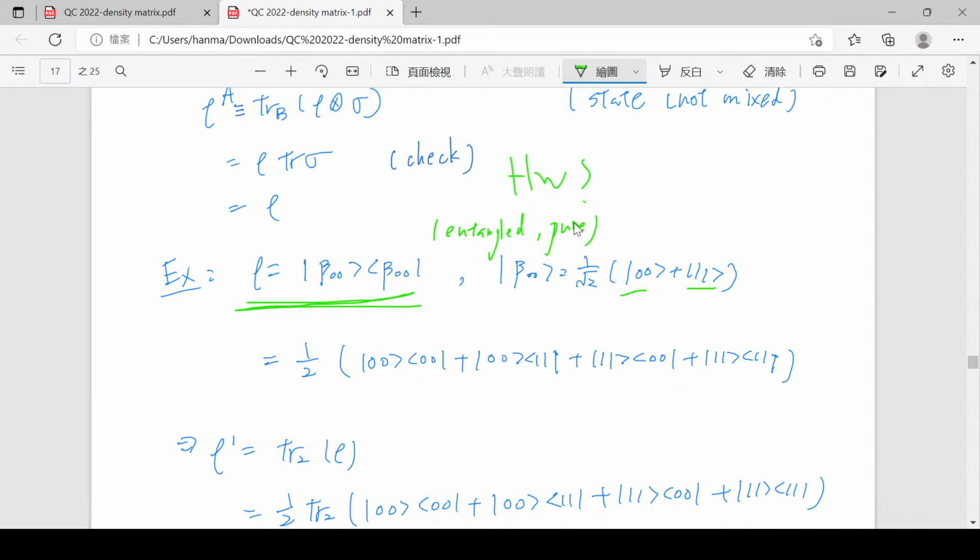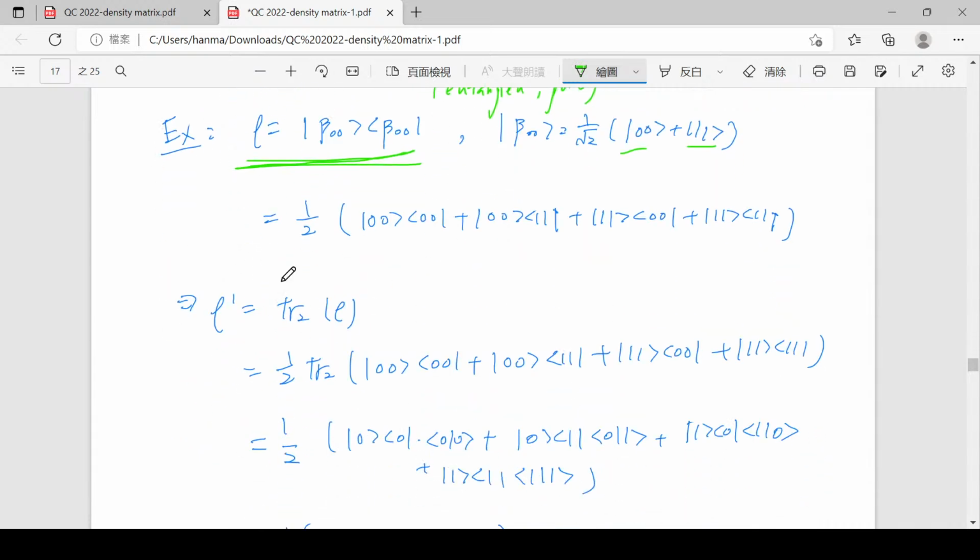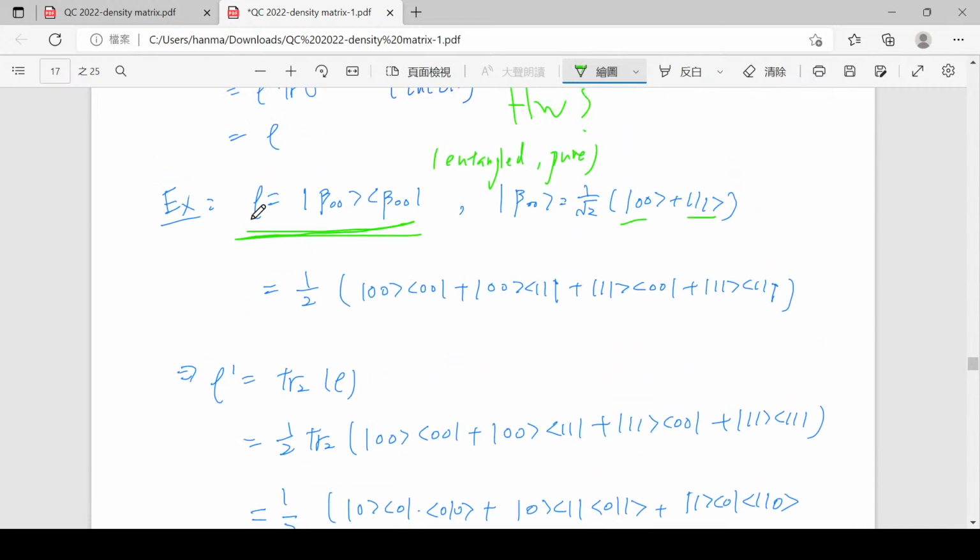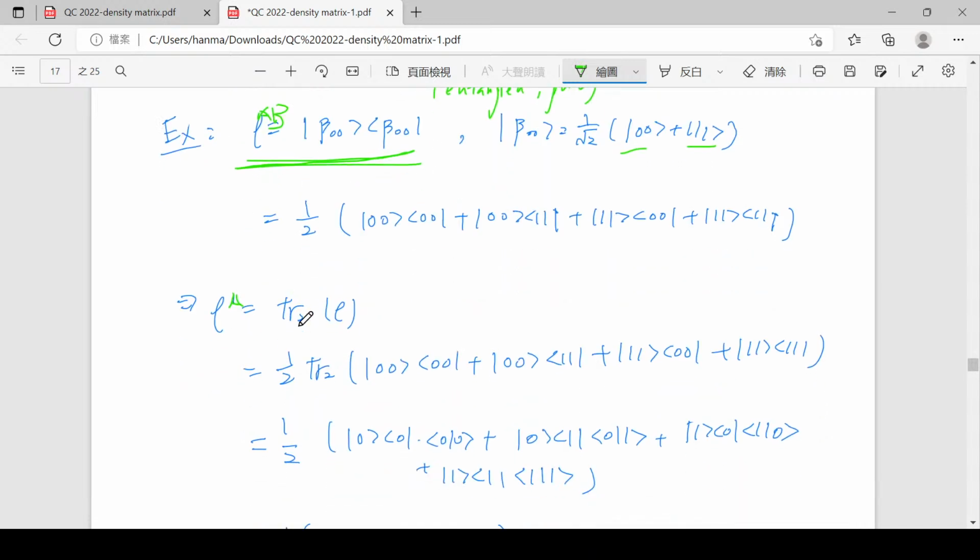Okay, now there is a more confusing part. Now we want to calculate the reduced density matrix of this row. So this is row AB. Let's say this is row AB and this is row A. AB is easier than 1, 2. Okay. And we trace B.